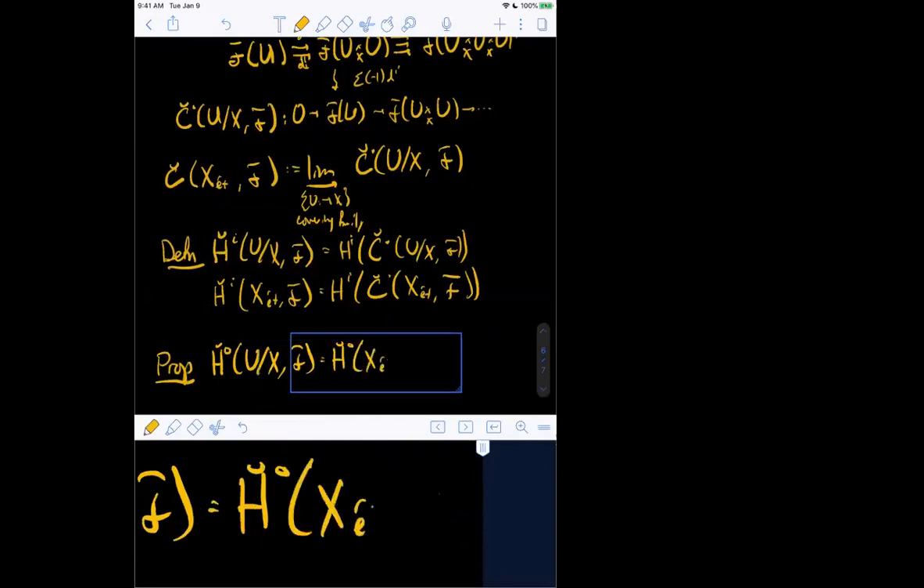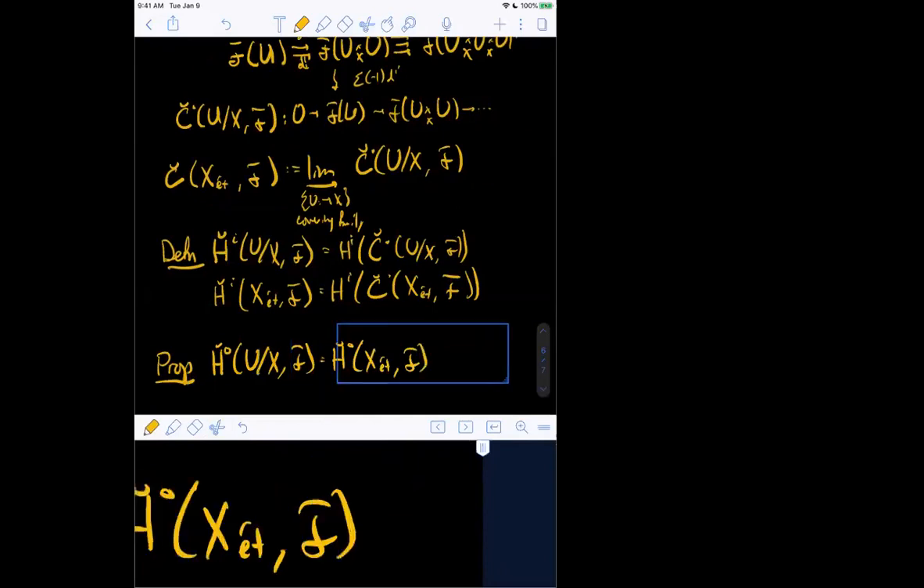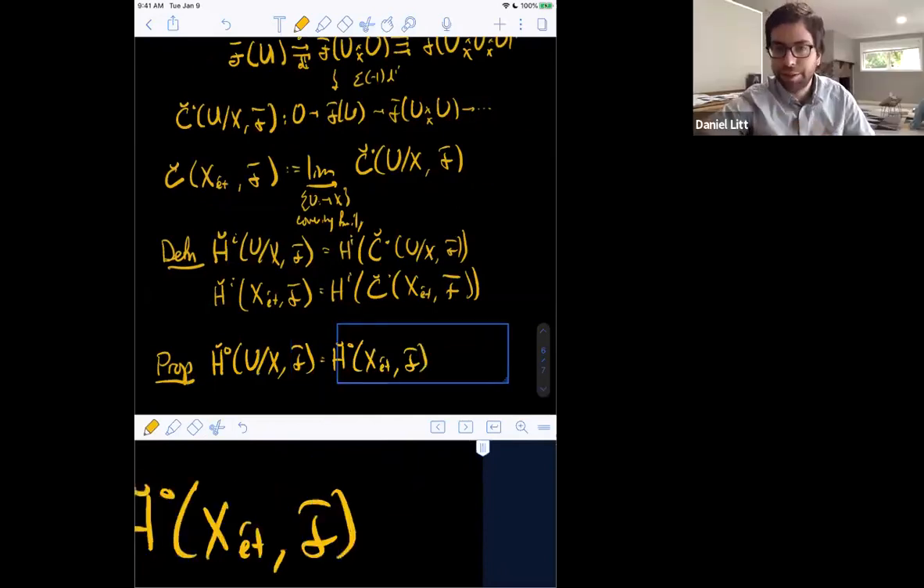So, sorry, a quick question. I think this may be my first time seeing direct limits of chain complexes. Oh, it just means termwise. Okay, cool. And Benjamin Church asks, are we assuming covers are finite? No, we're not. Why do you ask? It's a good question.